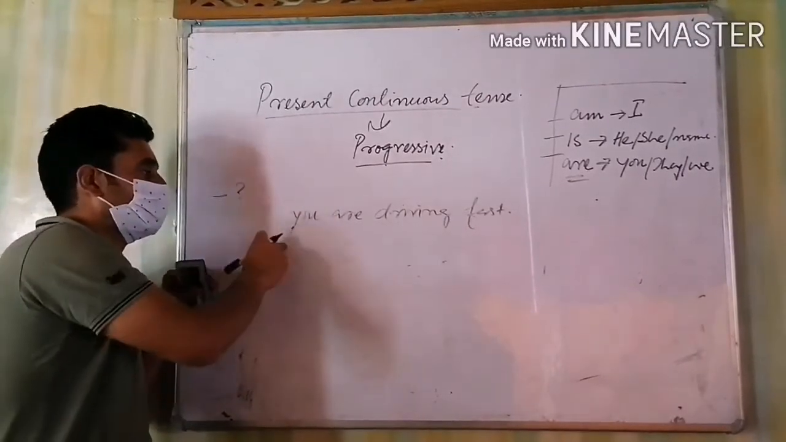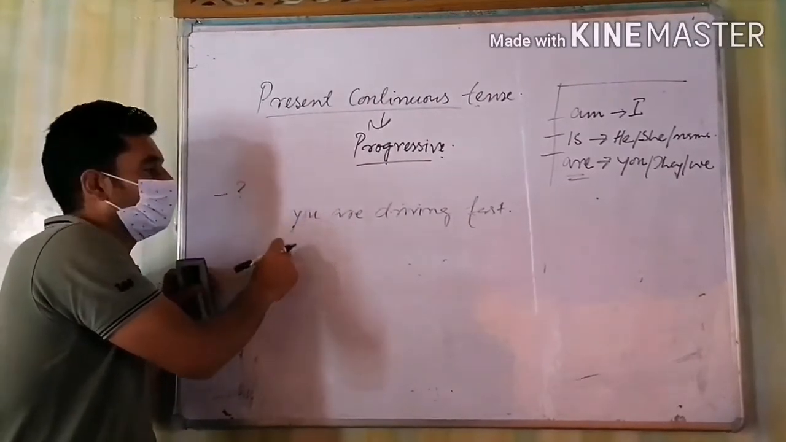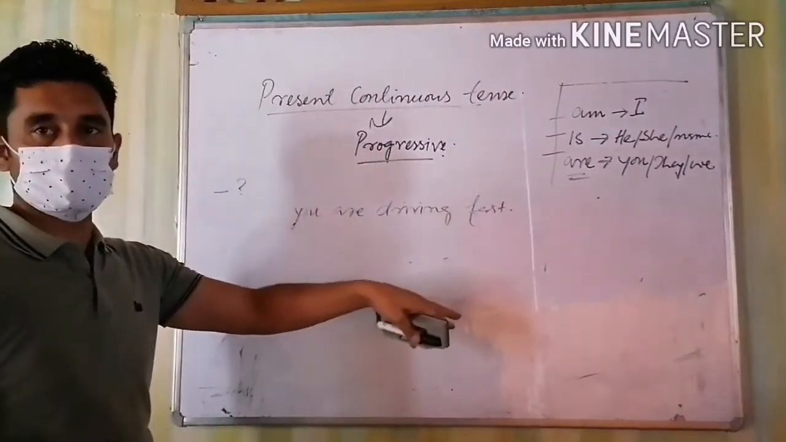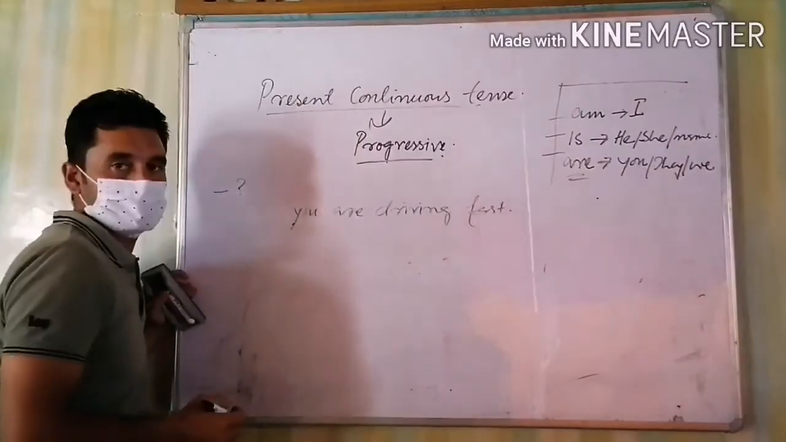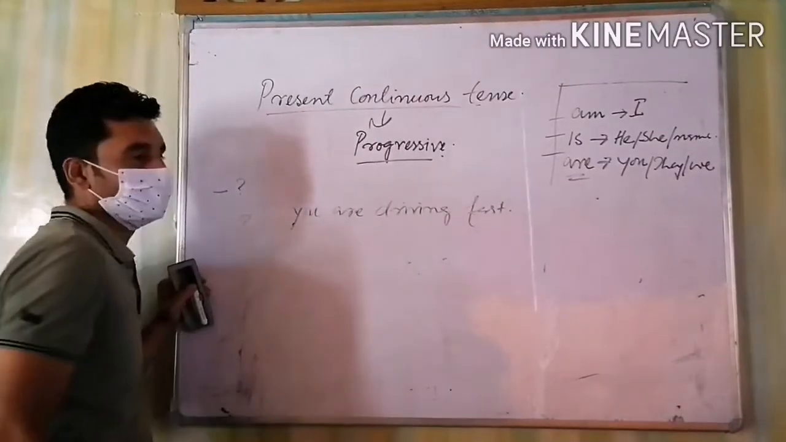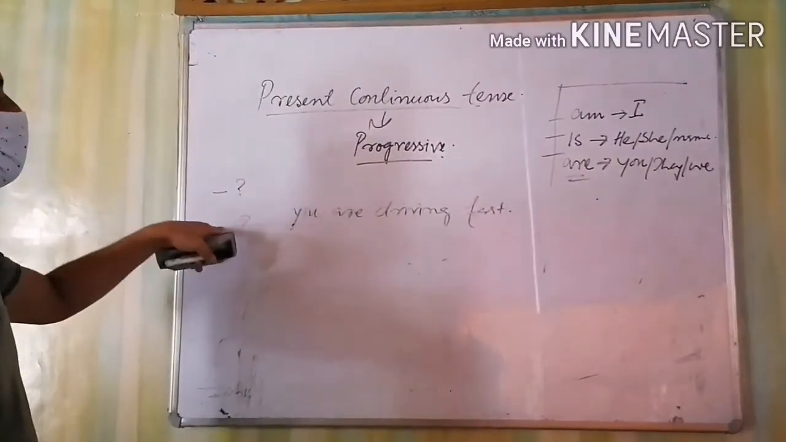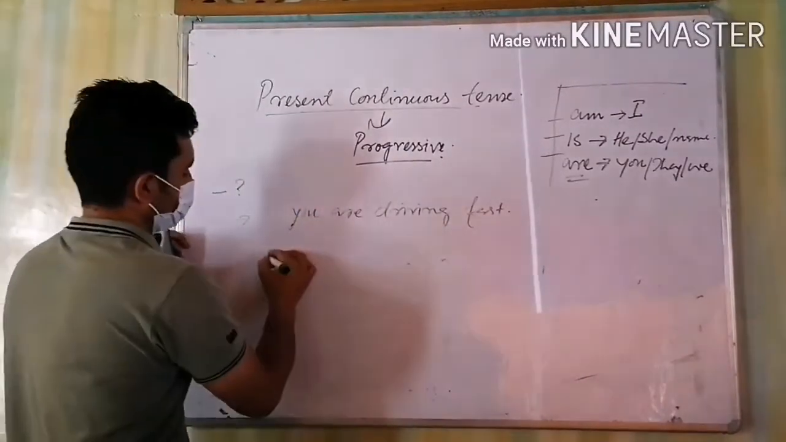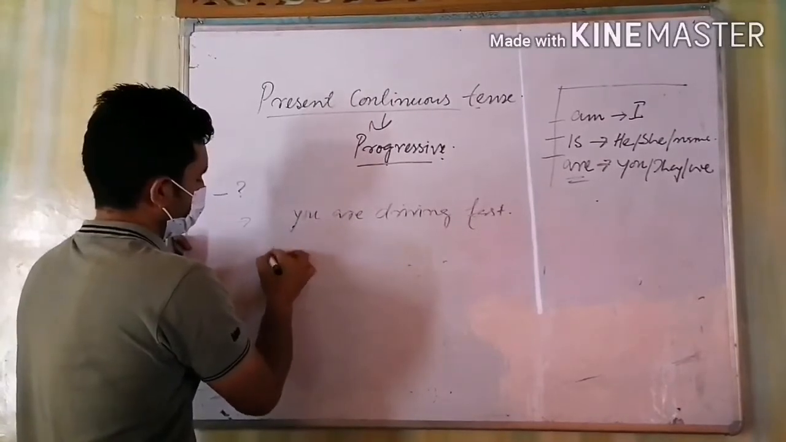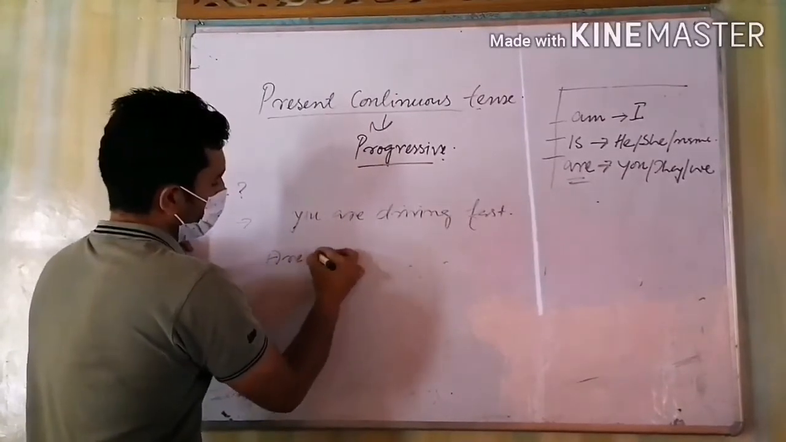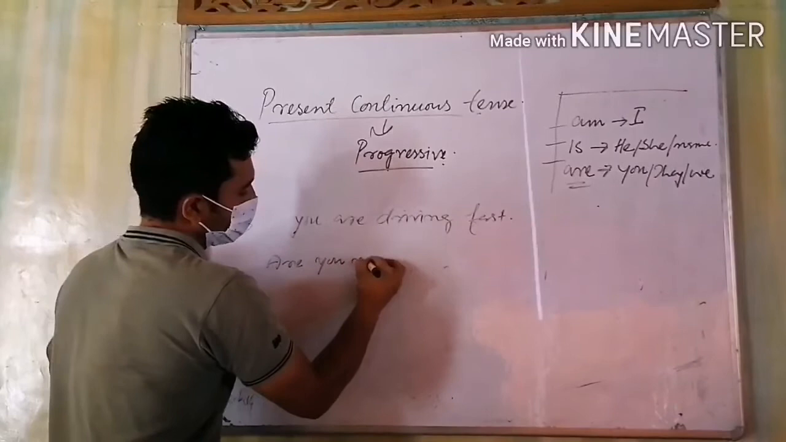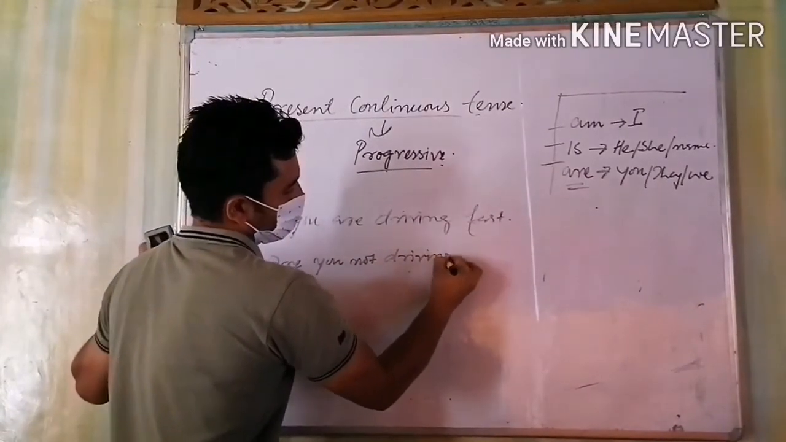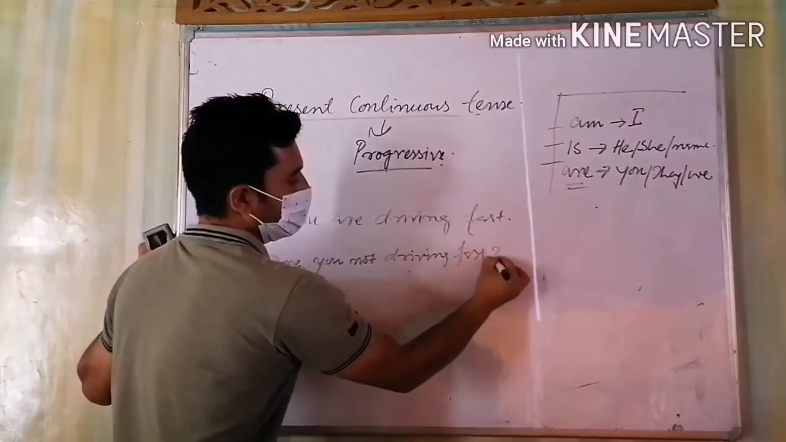In the same way, if you make an interrogative case, you will write, are you driving fast? Now, if together you are intending to make it a negative interrogative case, you will write it like, are you not driving fast? Are you not driving fast?